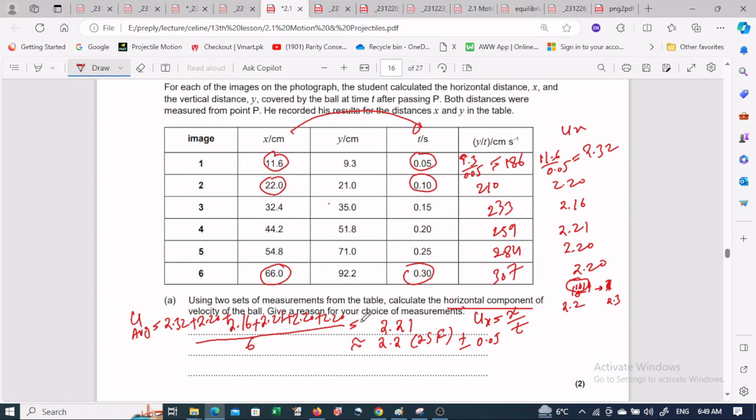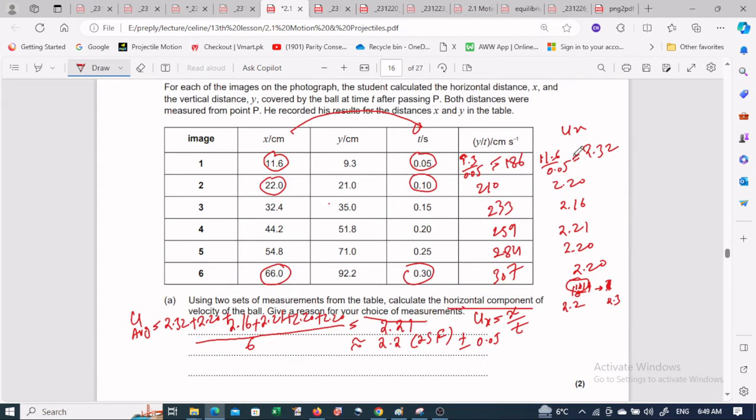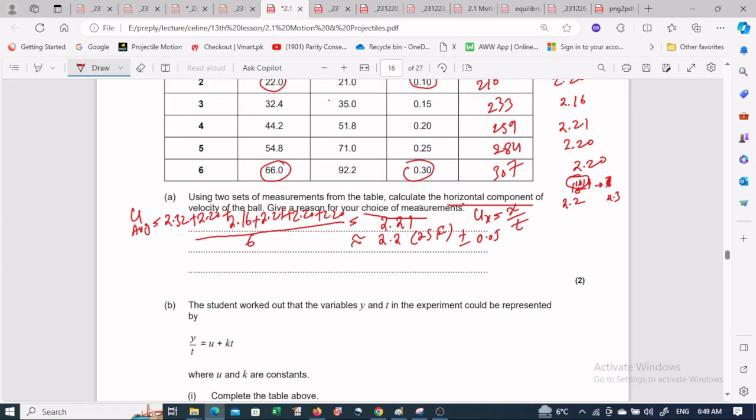We also have to explain the reason for the choice of the measurements. To explain this, the larger values in this data for the horizontal component are more accurate, meaning 2.32 is more accurate than 2.20. We have to explain the reason for that.